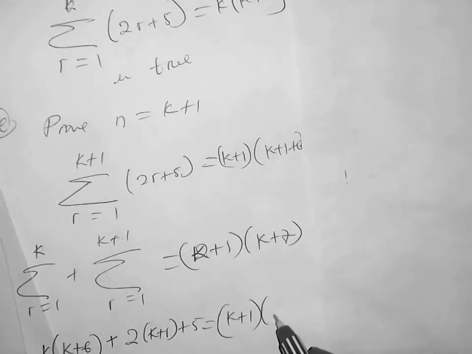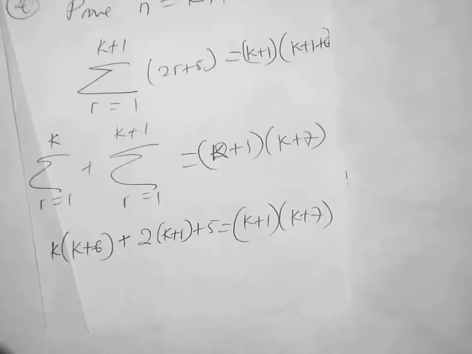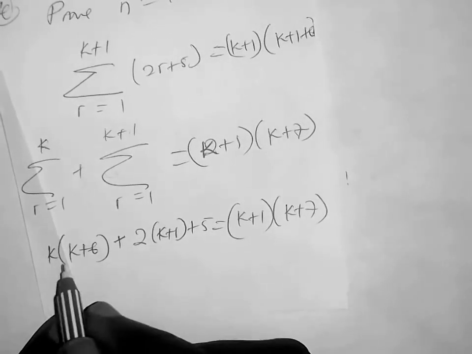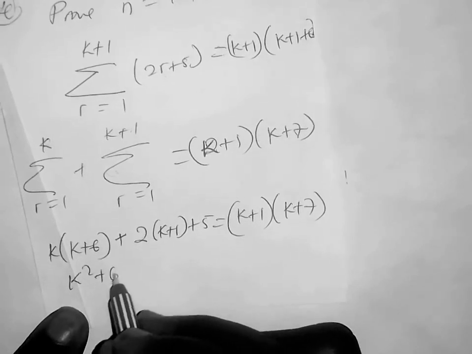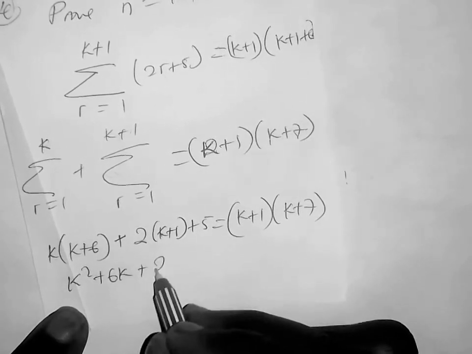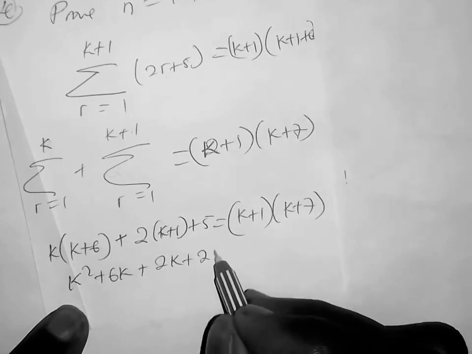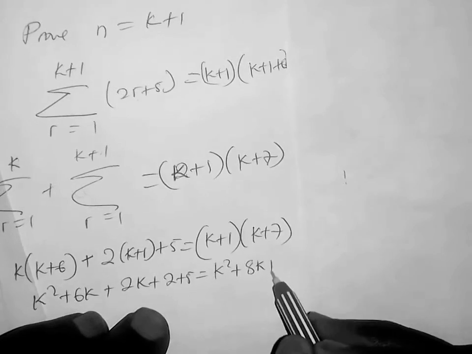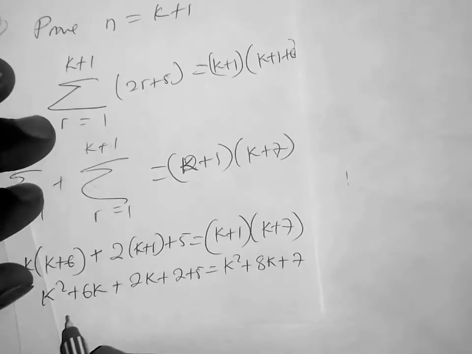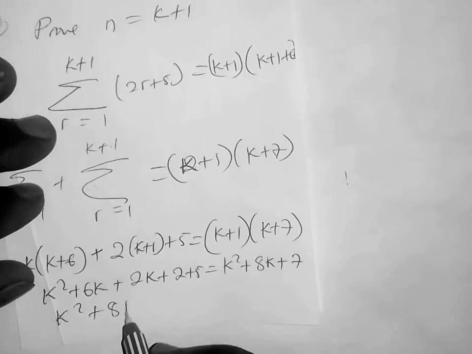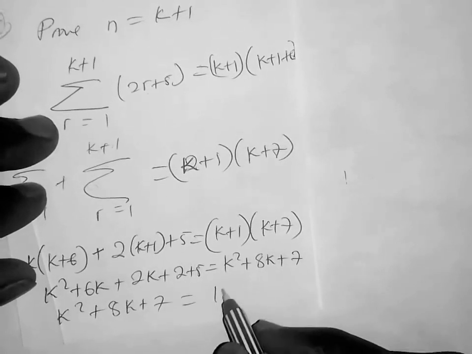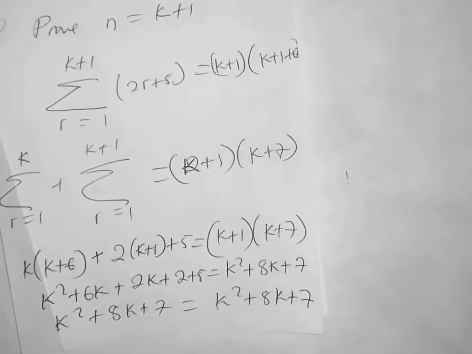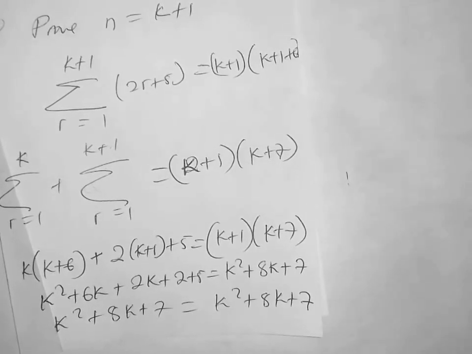So you say 2(k + 1) + 5 is equal to (k + 1)(k + 7). All right, if you expand them, this will be k squared + 6k plus, this will be 2k + 2 + 5. This is equal to k squared + 8k + 7. Then k squared + 8k + 7 is equal to k squared + 8k + 7. All right, then you are all done. Everything is settled just like that.